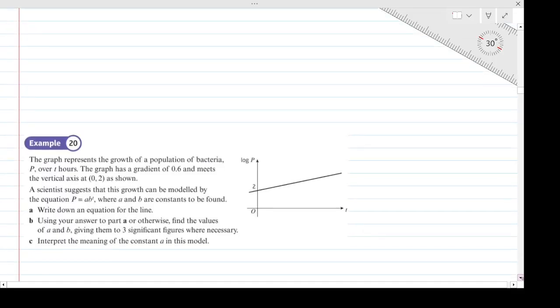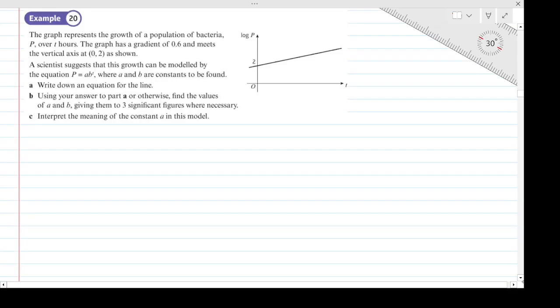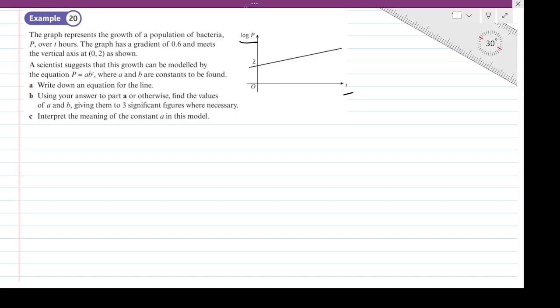Okay, so we've got this question now. I am given the graph of log p against t, and the graph represents the population of bacteria, p, over t hours. The graph has a gradient of 0.6 and meets the vertical axis at 2 here. A scientist suggests that this growth can be modelled by p is a times b to the t, where a and b are constants.